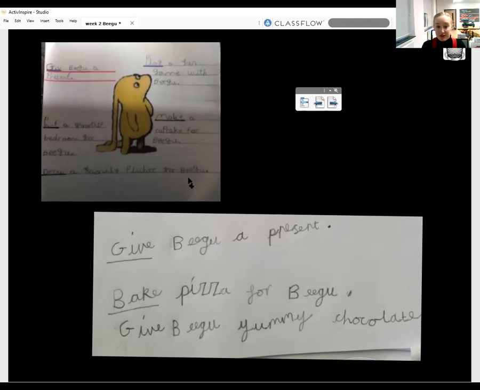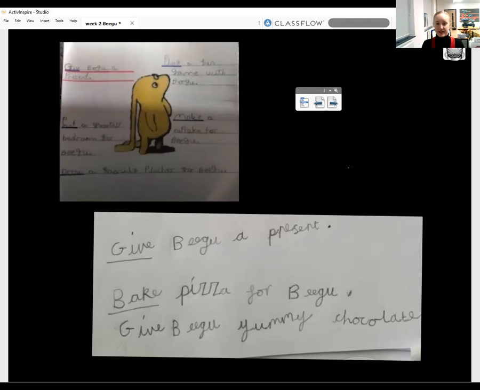Draw a family picture for Bigu. So draw a picture so that she's got a photo. Make a cupcake. Another great idea there with some food. And play a fun game with Bigu. Some super ideas that we can use to help cheer her up. Well done to everyone who sent me all those in.